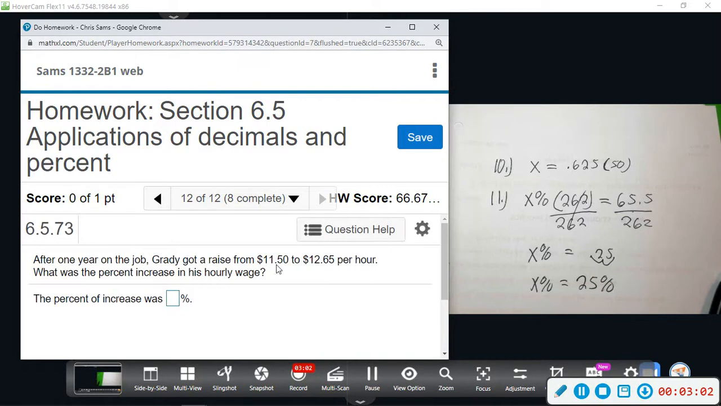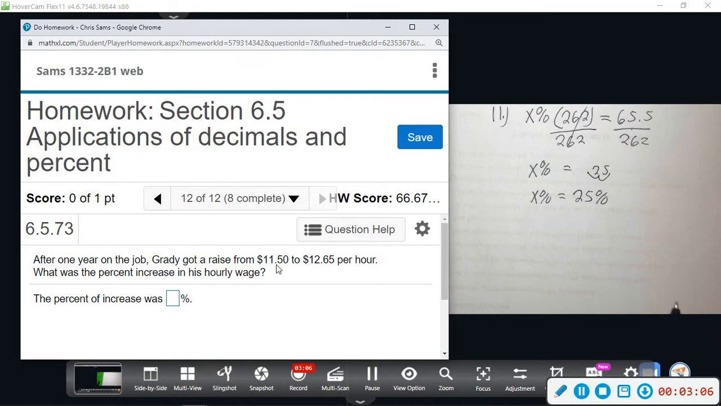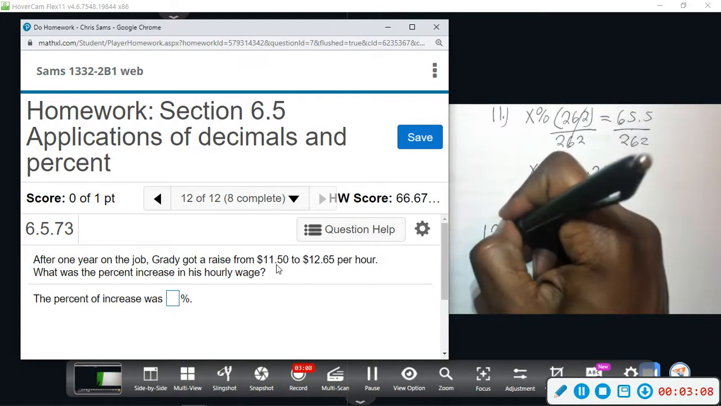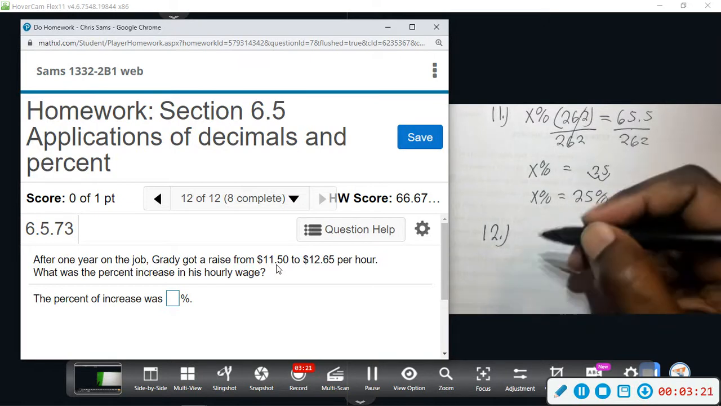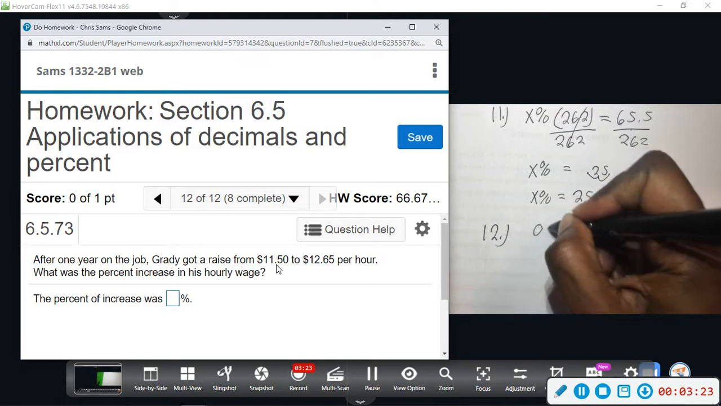Alright, and then 12, we have an application of word problem. So we just got to figure out each of the pieces, and we'll do the same thing. So after 1 year on the job, Grady got a raise from $11.50 to $12.65 per hour. What was the percent of increase? Okay, so this is a little bit different. Percent of increase.